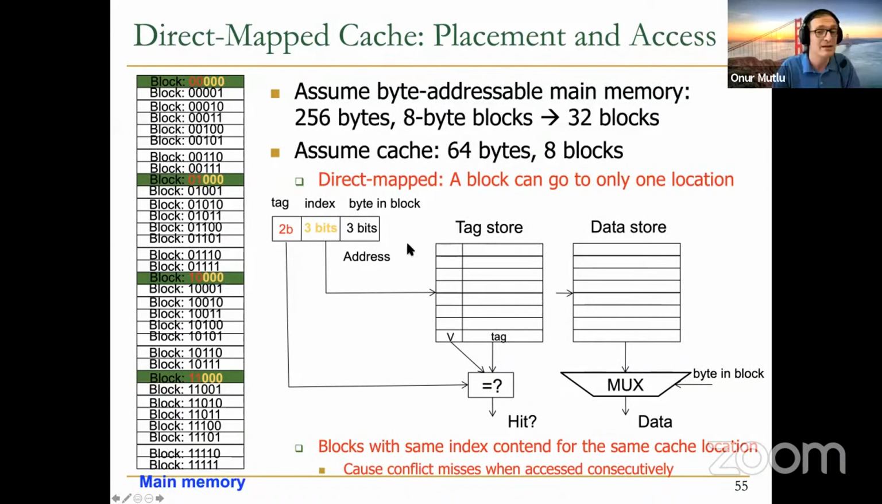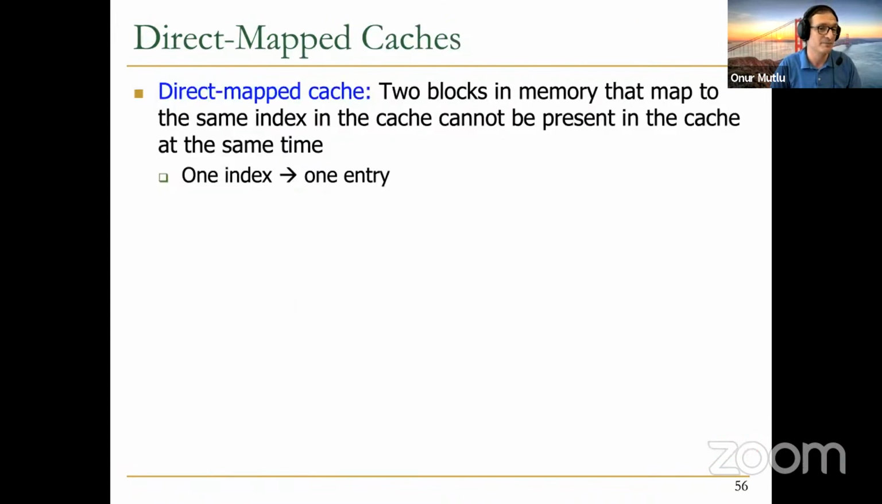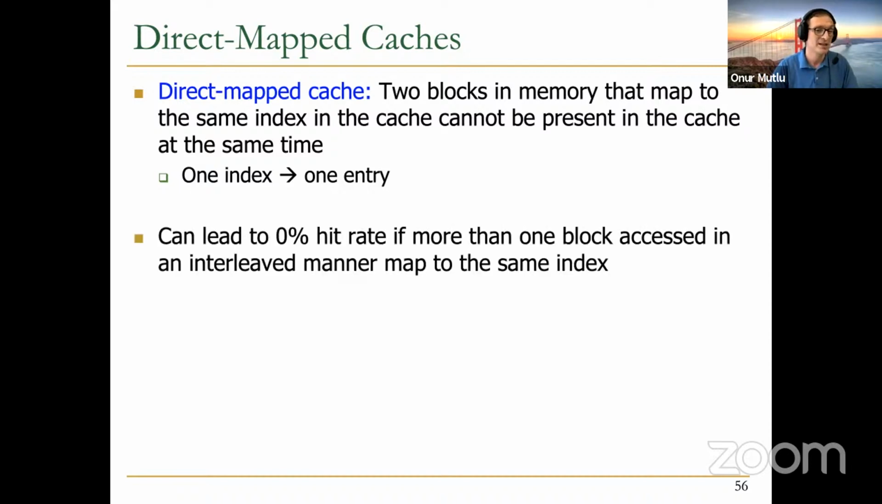And that's the problem with direct map caches, basically. Multiple blocks in memory map to the same location or same block in the cache, and there's no other place you can place those blocks. As a result, if you have a bad access pattern like this, you get a 0% hit rate. Okay, so let me more formally define this. In the direct map cache, two blocks in memory that map to the same index in the cache cannot be present in the cache at the same time. Direct map means one index has one entry, or one index can go to one possible location in the cache, essentially. If different blocks have the same index bits, too bad. And this can lead to a 0% hit rate if more than one block mapped to the same index is accessed in an interleaved manner.